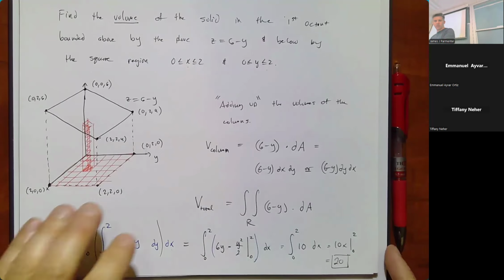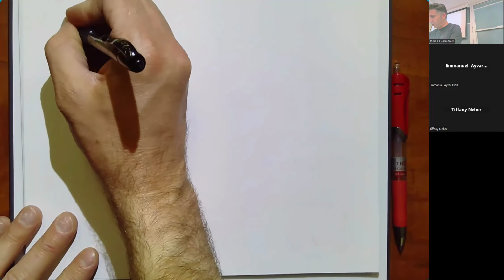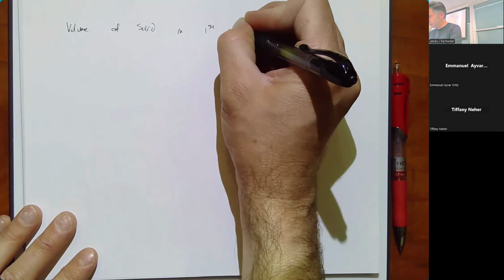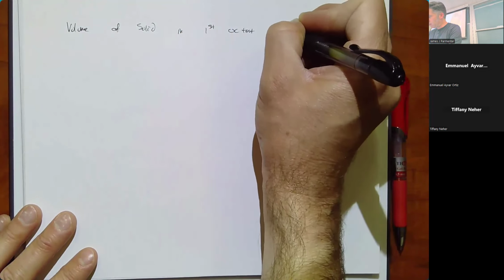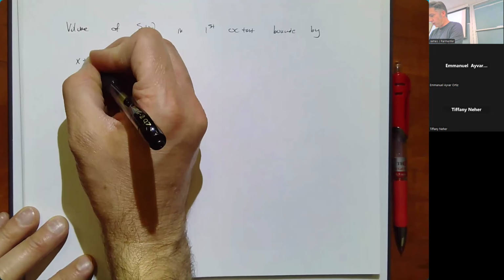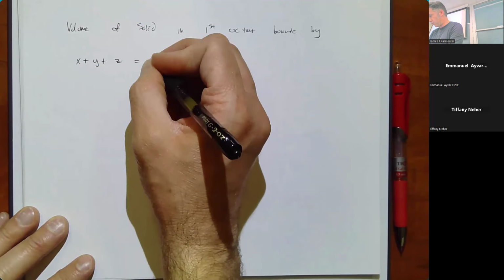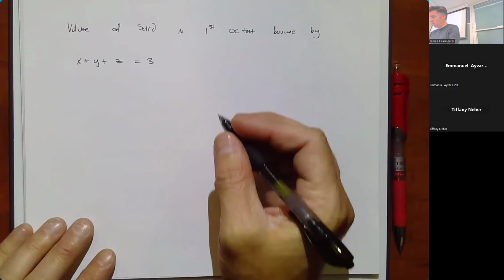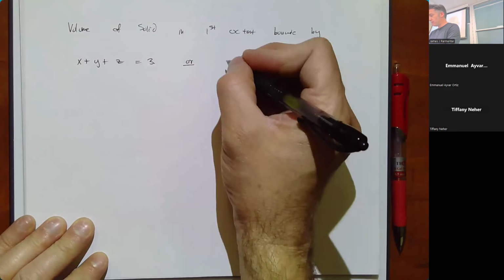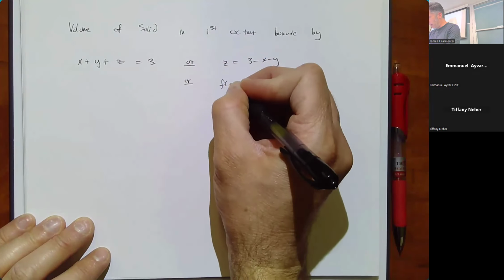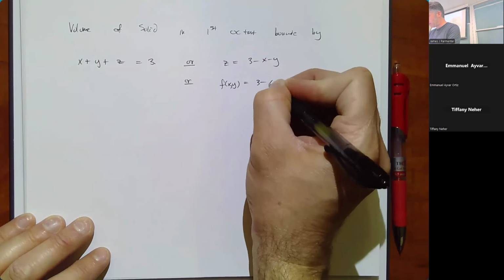Okay, let's squeeze in one more example. Let's say we want to find the volume of the solid in the first octant bounded by x plus y plus z equal to 3, which is the plane, or what we would probably think of as z equal to 3 minus x minus y, or f of x comma y equal to 3 minus x minus y.